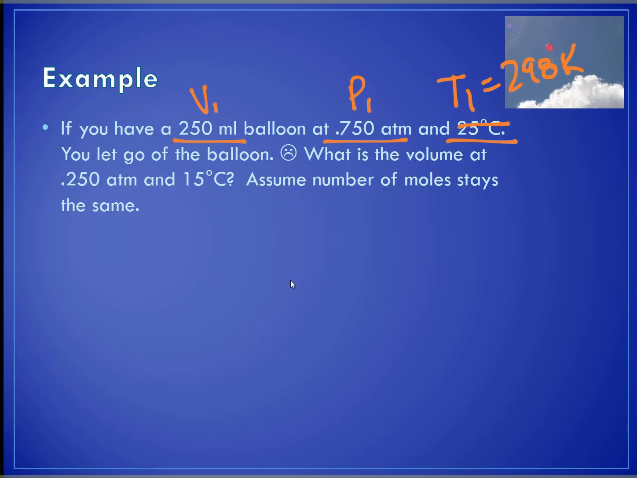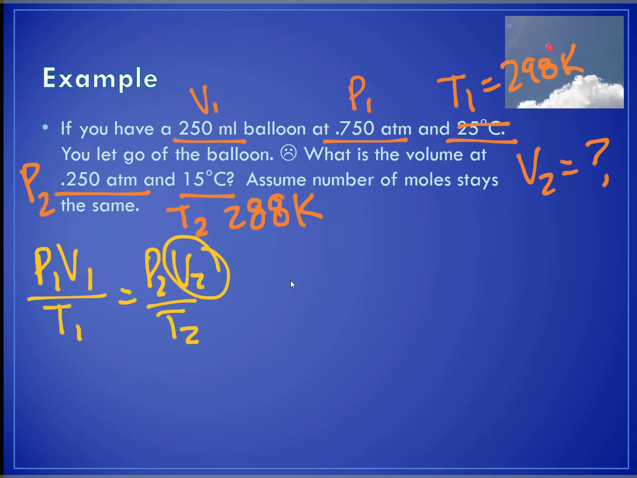All right, you let go of the balloon. So sad face. What is the volume at? And so this is what we're trying to find. And then here's our second pressure. And this is our second temperature. And remember, we need to change that to Kelvin. So that would be 288 Kelvin. And we assume the number of moles stays the same, so this is our combined gas law.